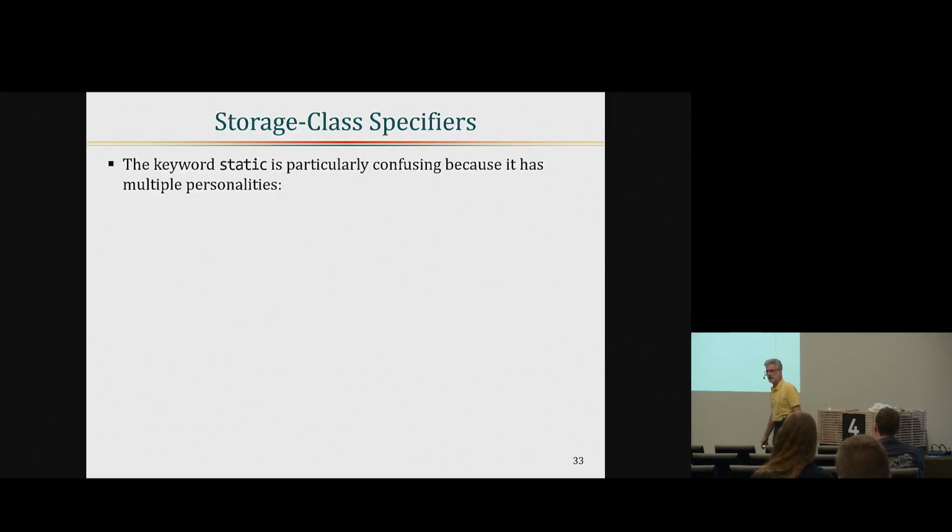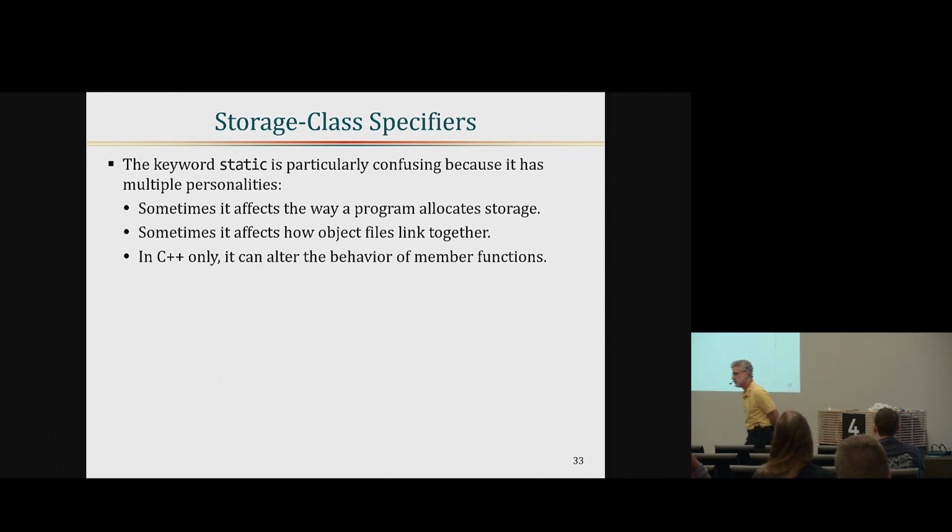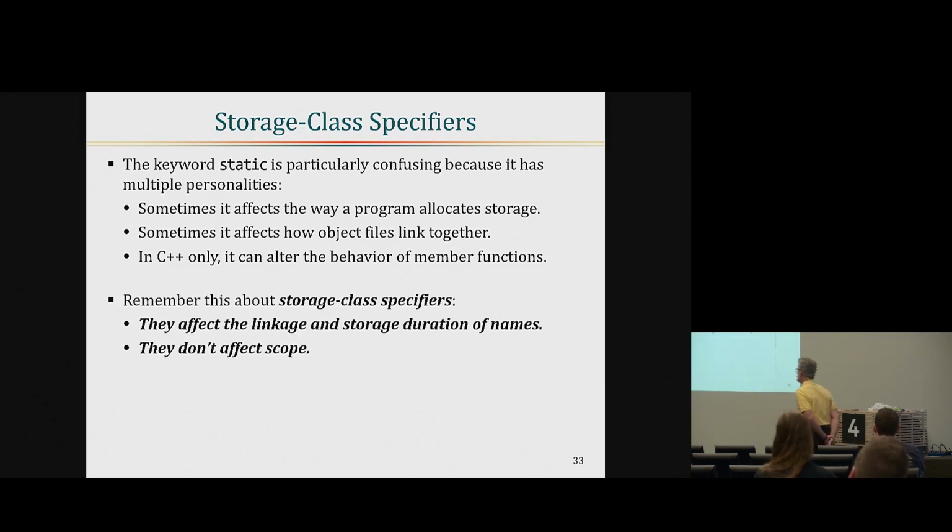Now, here's what makes static particularly troublesome. One is that sometimes it affects the way programs allocate storage. Other times it affects the way object files link together. And then in C++, it turns out it can alter the behavior of a class member function. The keyword static doesn't change the storage allocation, it doesn't change the linkage properties, it only changes the parameter list of a function in a subtle way. So remember this about class storage specifiers, which is that they affect linkage and storage duration of names, but they don't affect scope.